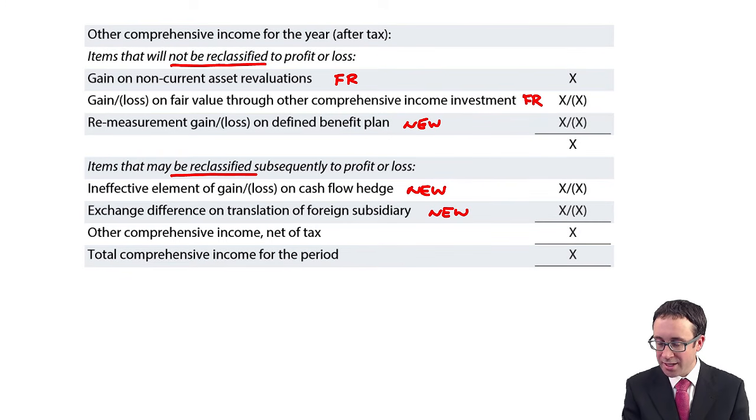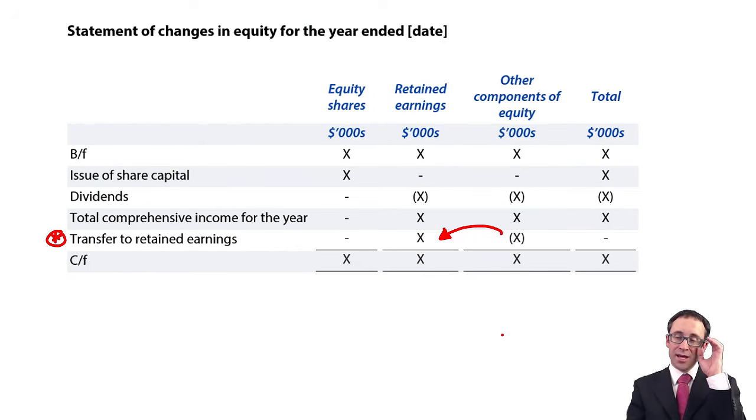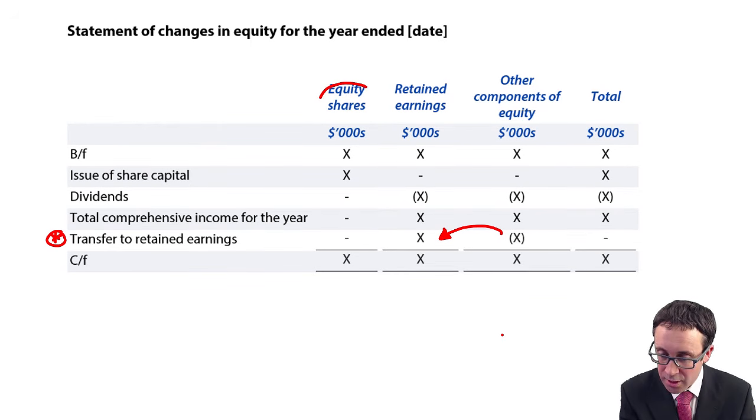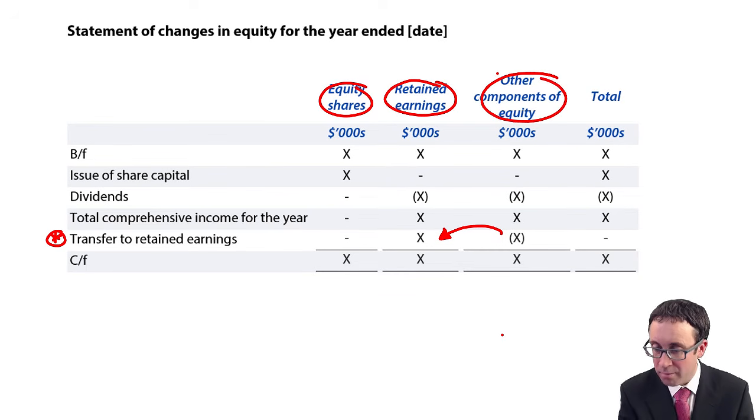The statement of changes in equity. I've mentioned the key one already, haven't I? That transfer to retained earnings of your excess depreciation or the gains that have been stored up from your fair value through other comprehensive income financial assets. Statement of change in equity, it is what it is. It's a statement that shows you the changes in equity. So you've got equity shares, retained earnings, and other components of equity.